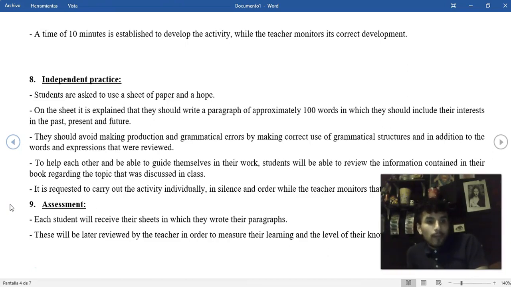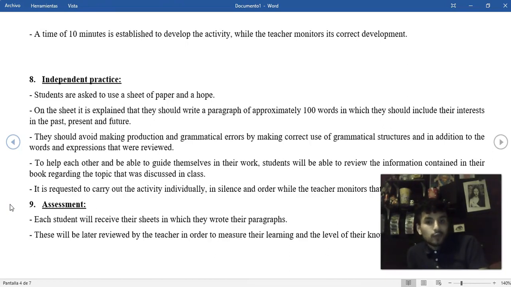They should avoid making production and grammatical errors by making correct use of grammatical structures in addition to the words and expressions that we're reviewing. Yes, I have to tell my students that they have to avoid committing grammatical errors, because I'm going to ask them to help each other and be able to guide themselves in the work.